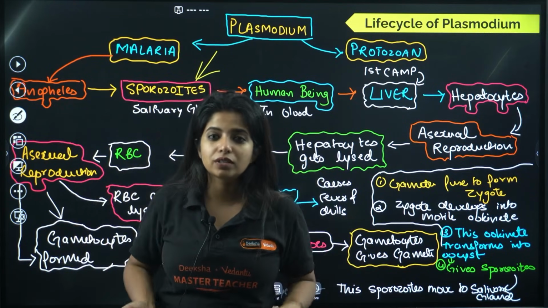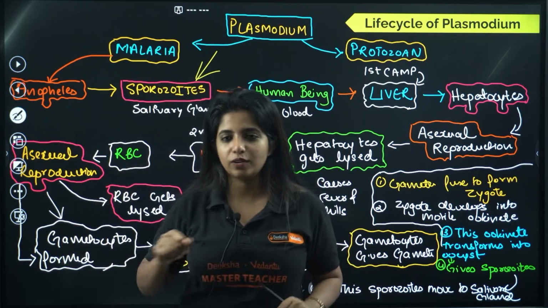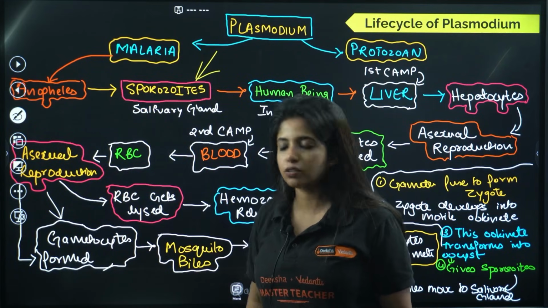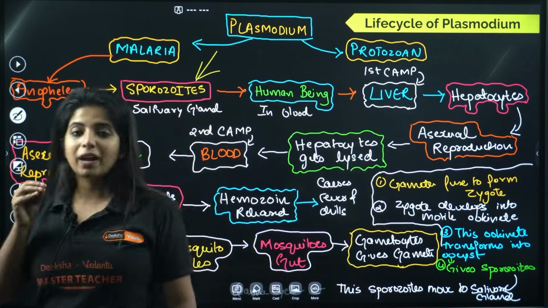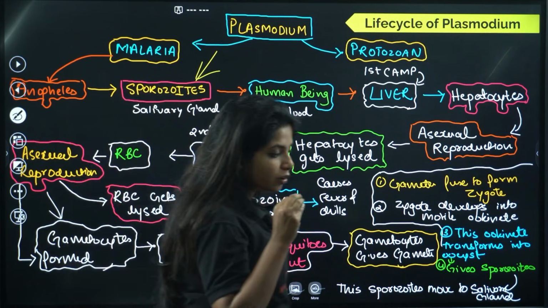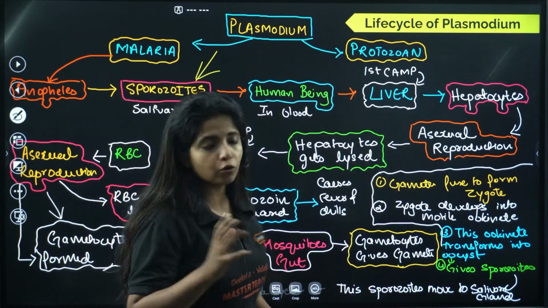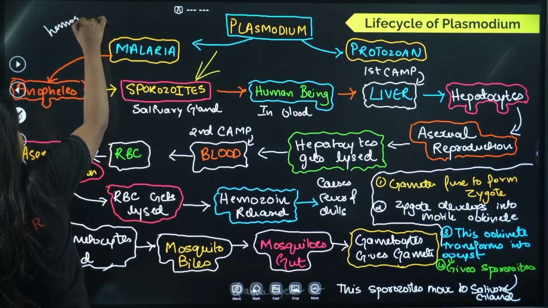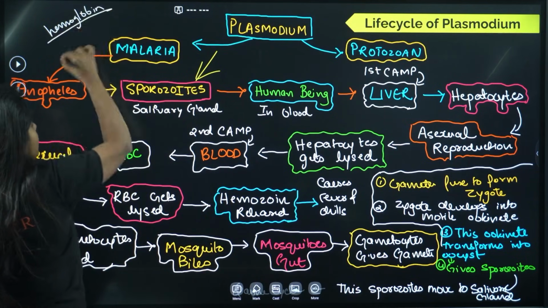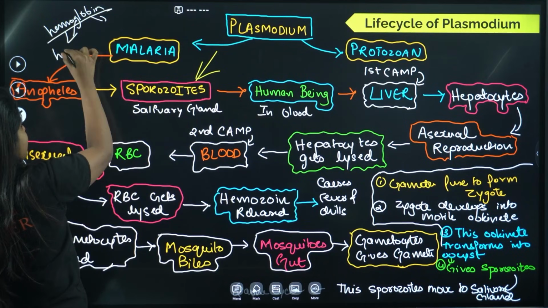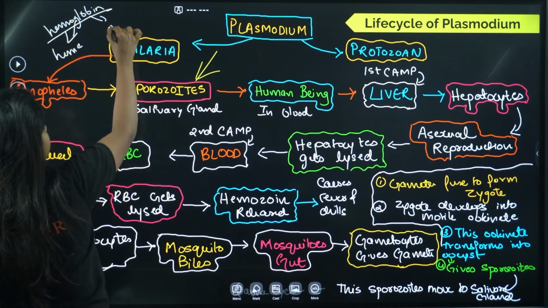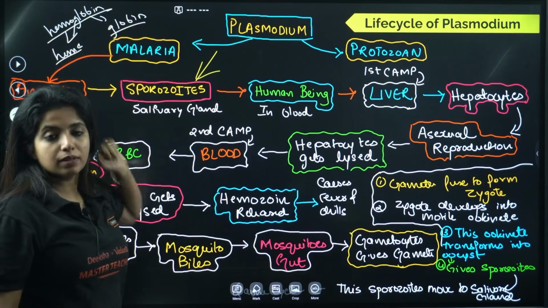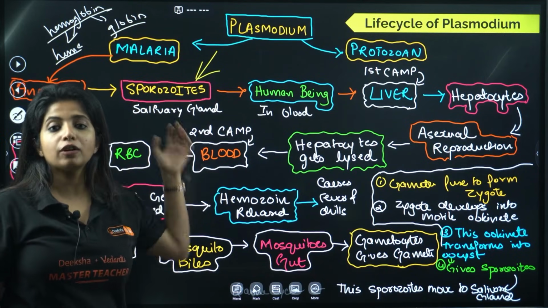Ma'am, in between all of this, you didn't tell about hemozoin. Listen to me carefully. In the RBC, when they were undergoing asexual reproduction and producing gametocytes, my dear children, there is one more thing that is happening. You know, Plasmodium feeds on our hemoglobin molecule. So over here, the hemoglobin is being broken down into two things. One is heme and the other one is globin. Now what happens is that heme is kind of toxic for this particular Plasmodium.